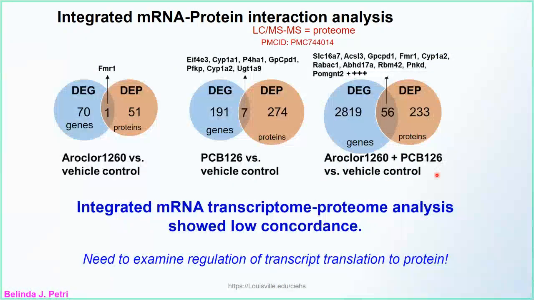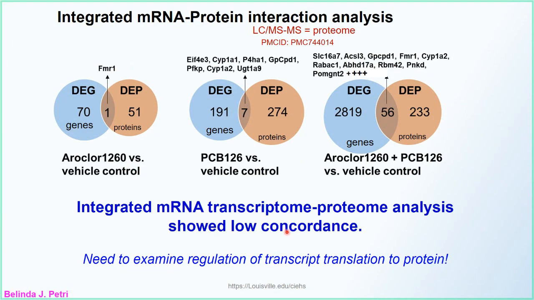Then Belinda also integrated the mRNA and protein interaction to look at whether we could detect transcript changes that were associated with protein changes, because we know transcripts make protein, right? And it was surprising, if we look at the number of differentially expressed genes versus differentially expressed proteins in the Aroclor 1260 exposed mice, we find only one transcript and protein are common. For PCB126, genes, proteins, 7 in common. Aroclor 1260 plus PCB co-exposure, we see 56 in common. Just if some of them are indicated here. So this means that this integrated mRNA transcriptome proteome analysis shows low concordance.